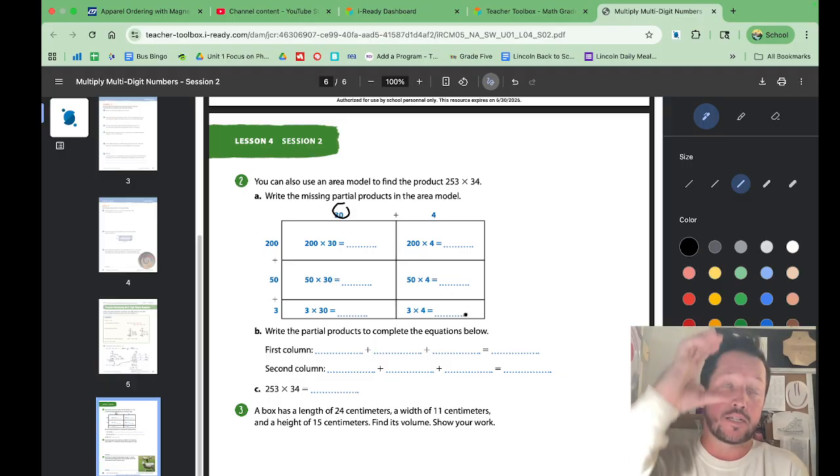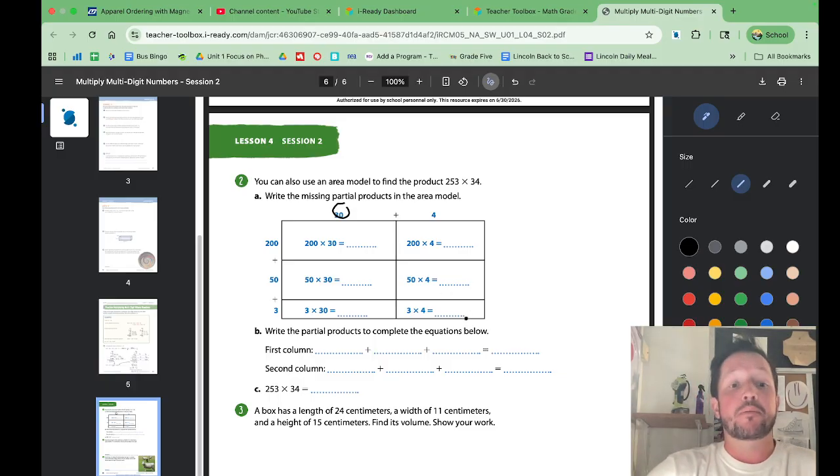Once again, if you just stack all those answers and add it that way, it may be a little bit easier, but it's just walking you through that process.